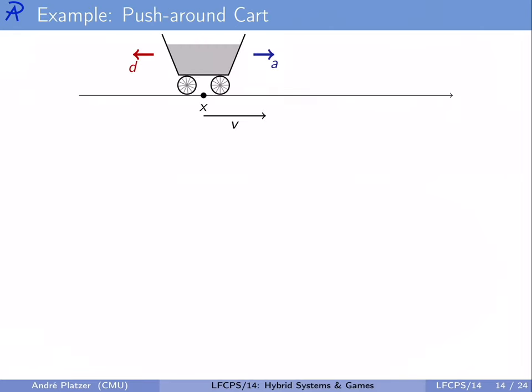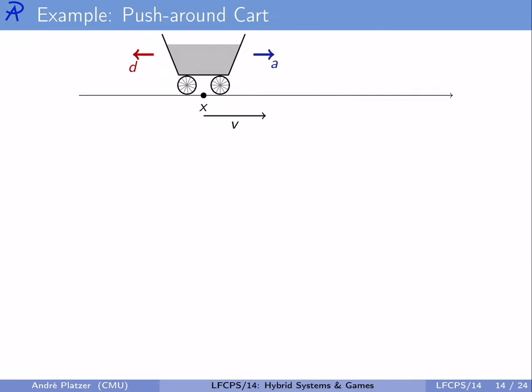Let's write down some games. For example, here's the push around cart game, where you have a cart at a position X, which is moving with current velocity V, and Angel is pulling or holding back on one side, and Demon is pulling or pushing on the other side.